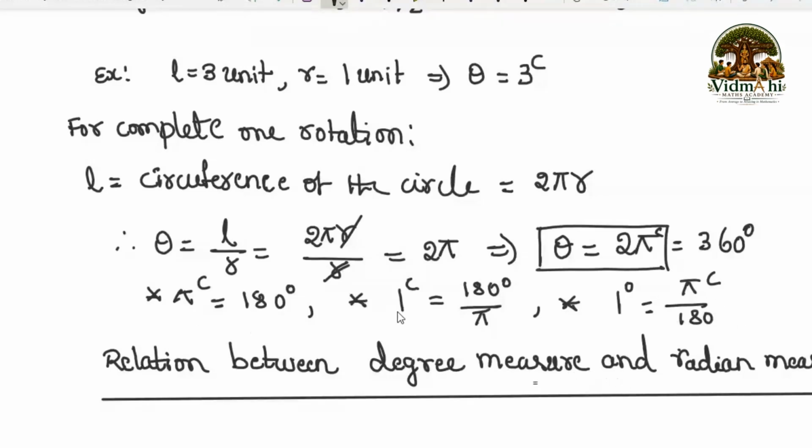So this is a very important note. Remember this: 2 pi radian is 360 degree, pi radian is 180 degree, 1 radian is 180 by pi, and 1 degree is pi by 180.